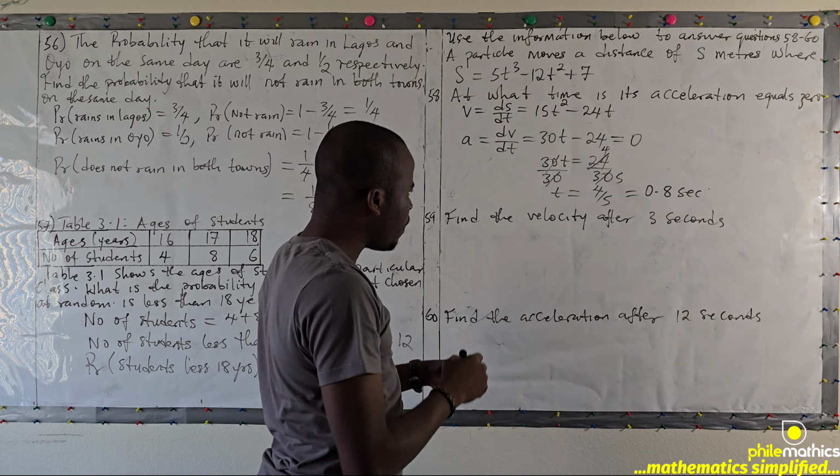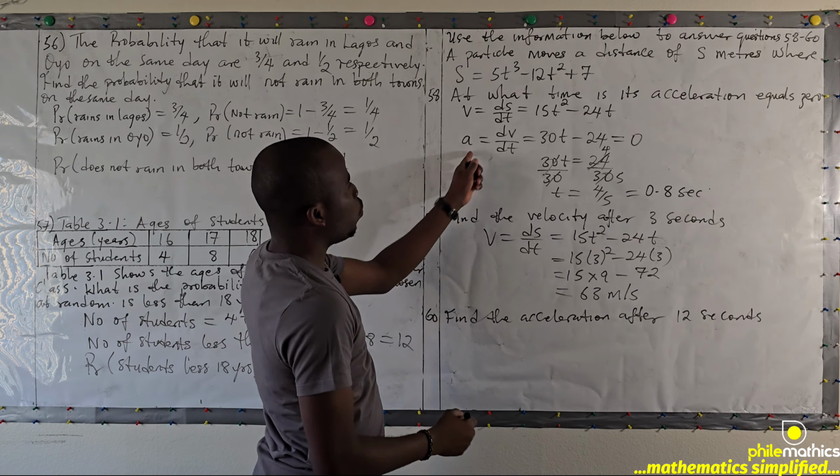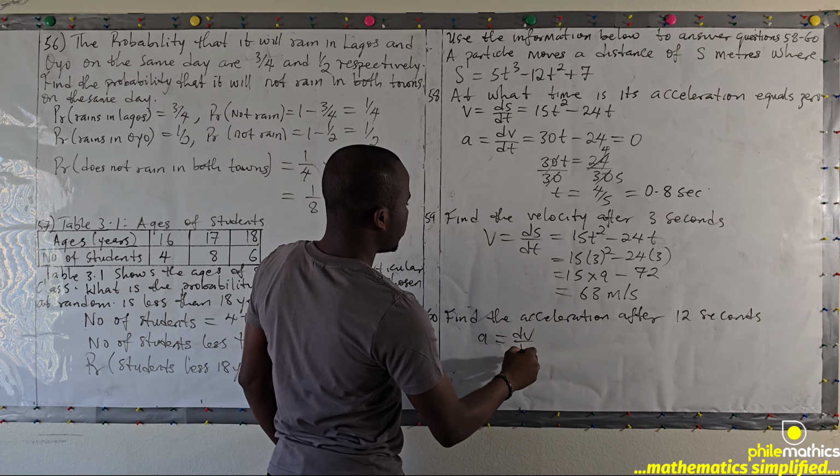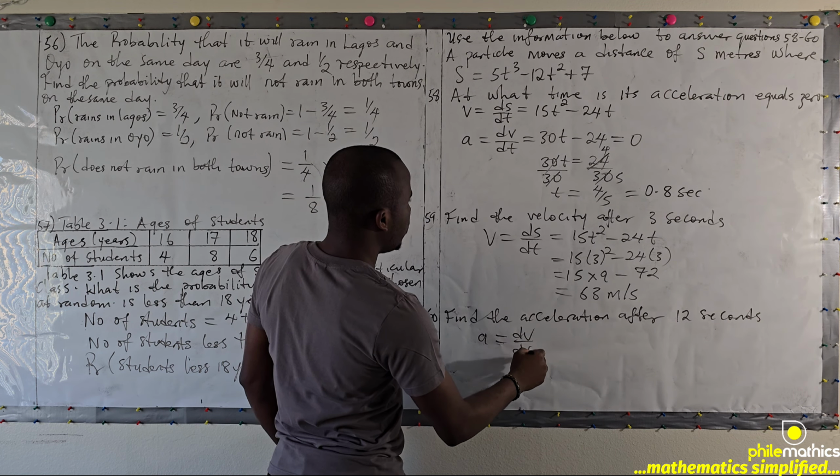60 says, find the acceleration after 12 seconds. We go to the acceleration again. We know that acceleration is dv/dt, which gave us 30t minus 24. We substitute 12 for t, which is 30 times 12 minus 24. 30 times 12 is simply 360 minus 24. And 360 minus 24 is 336 meters per second squared.